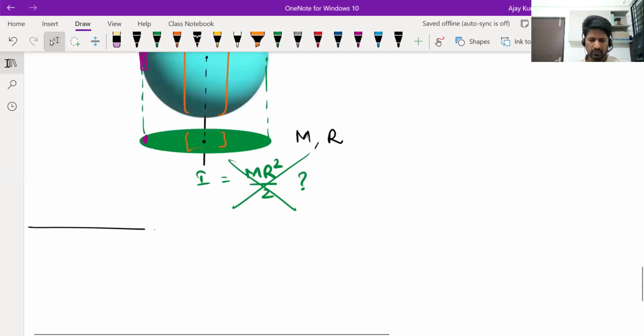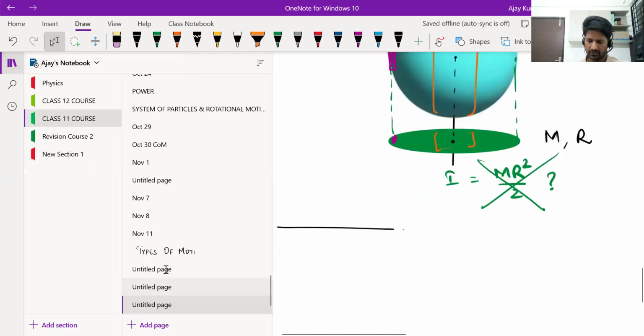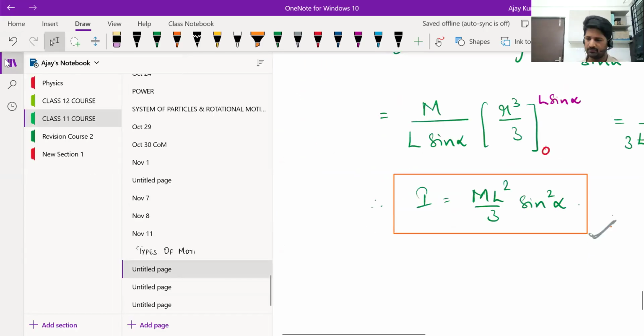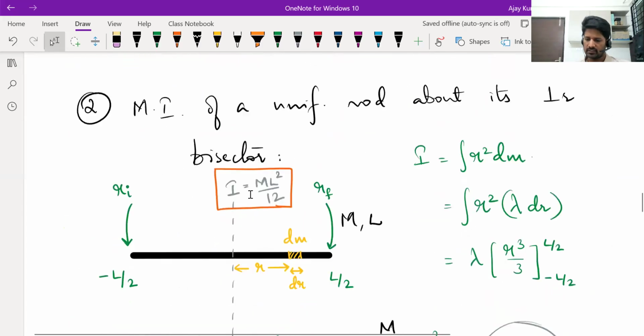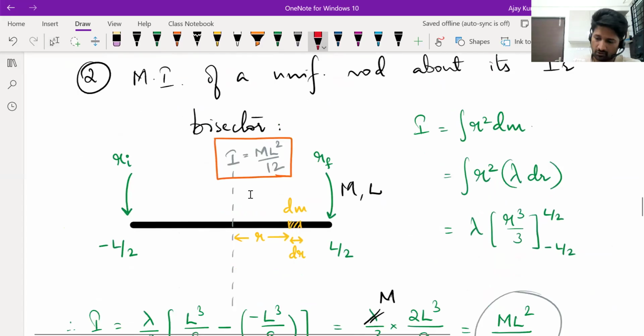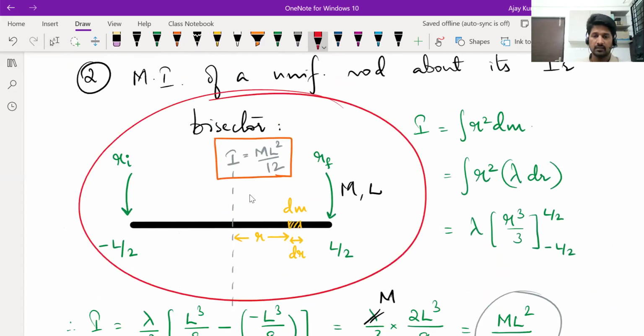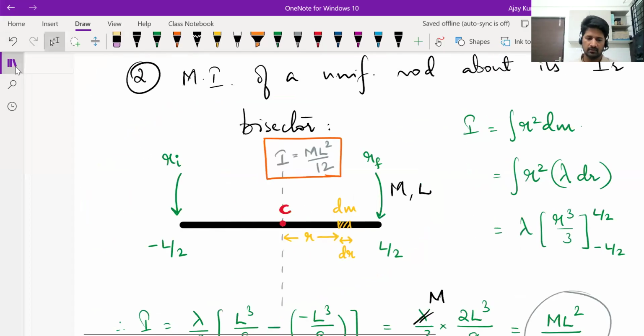Now, let's quickly go through all the cases in which we have derived moment of inertia starting from the first day. One of the cases in which we derived the moment of inertia for a rod is about its perpendicular bisector. Perpendicular bisector passes through the center of the rod. And about that axis, we know it is ml square by 12.